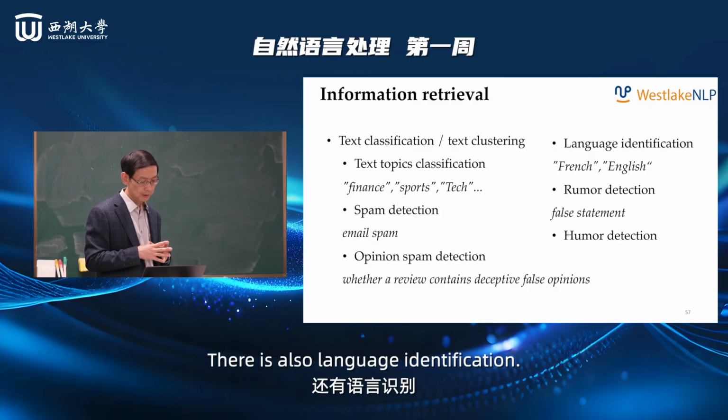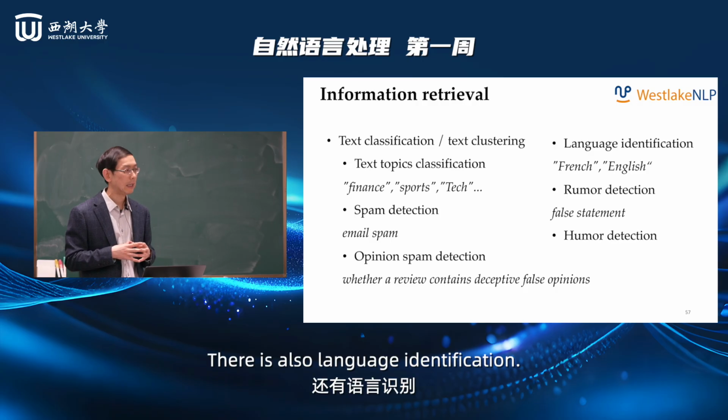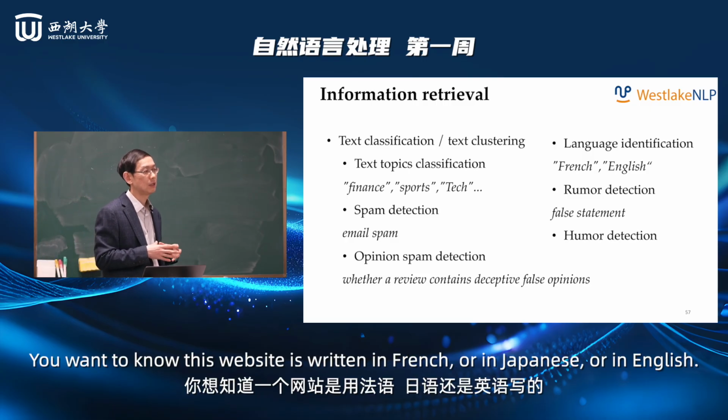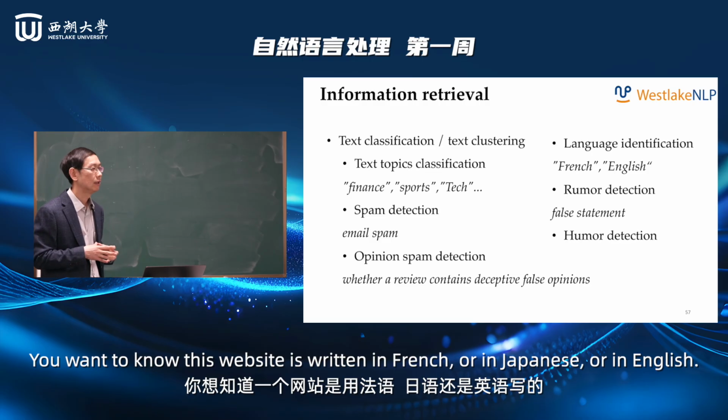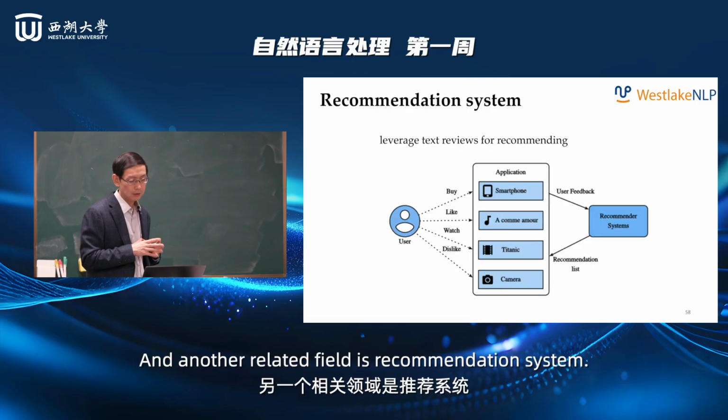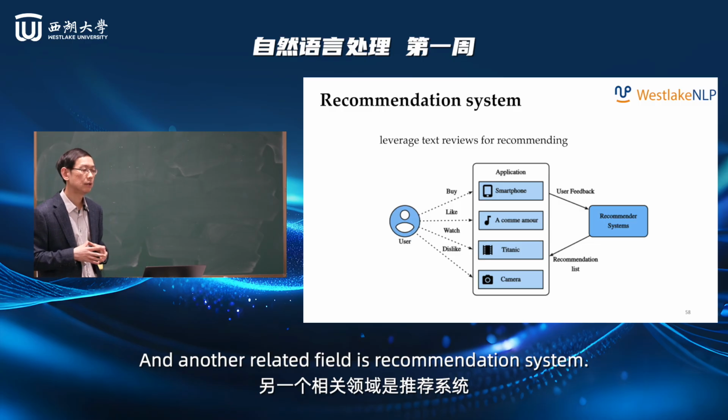Right? There are also language identification. You want to know if this website is written in French or in Japanese or in English. Okay, language identification, etc. These are in information retrieval. And another related field is recommendation systems.